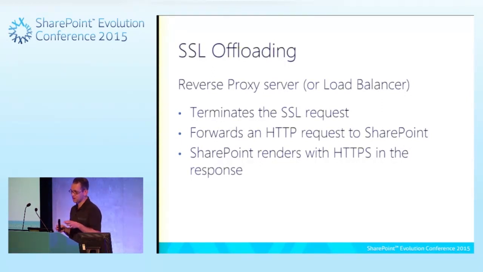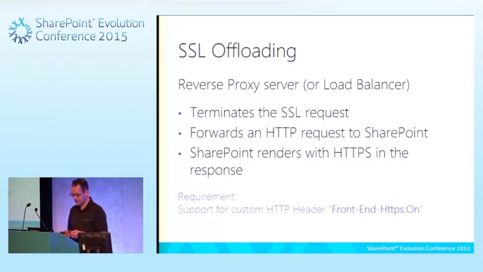Now, with path-based site collections, you use alternate access mappings. So your request from the user ends up on the load balancer or the reverse proxy, and then that device sends the request with HTTP to your SharePoint. And then with the public URL, SharePoint answers with the HTTPS request so users can use HTTPS. If you want to use this approach with hostname site collections, your device has to support a custom HTTP header. And that is front-end HTTPS only. It's the same one that is used by Outlook Web Access, by the way.